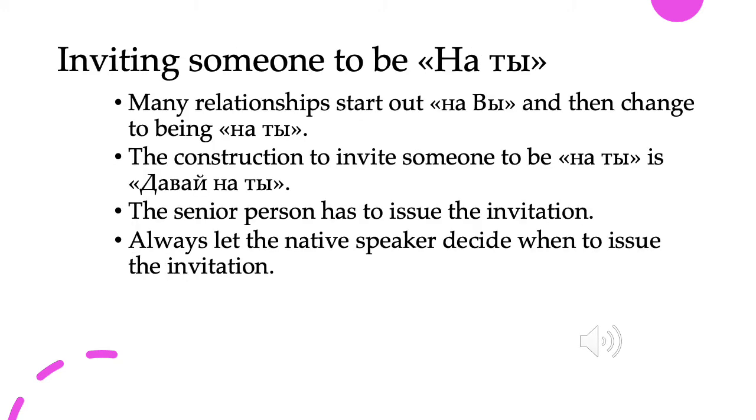Okay, so let's say you're with someone and you started out на вы, or using вы with them, and it really seems like you might want to use ты with them. This is pretty common because, like I said, when in doubt, people are going to use вы, and then it pretty quickly turns out a lot of the time that really the relationship is such that you should use ты. So if you want to invite someone, or more likely someone else will invite you to be на ты, the construction is to say давай на ты, which means let's go to ты.